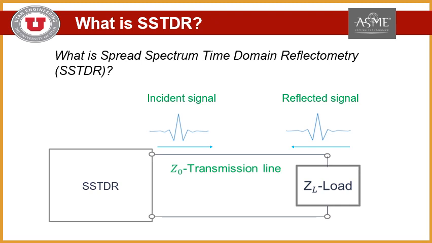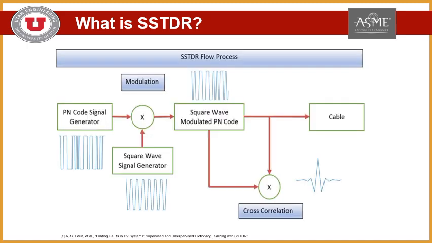So what is the SSTDR? In an SSTDR system, a high-frequency electrical signal is sent down into a transmission line where it reflects off from any impedance mismatches. And then we analyze the difference between the incident signal and reflected signal to figure out what we ran into. To simulate the SSTDR signal, we need to understand how it is built in detail.